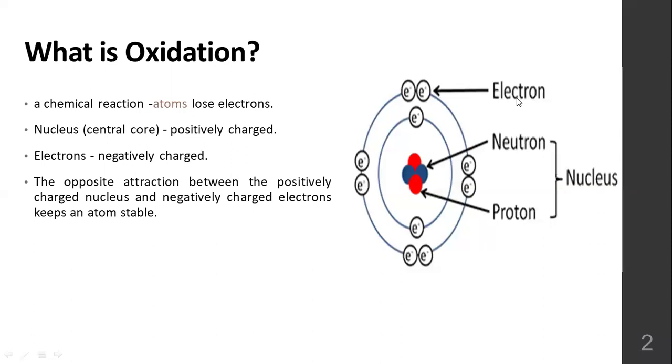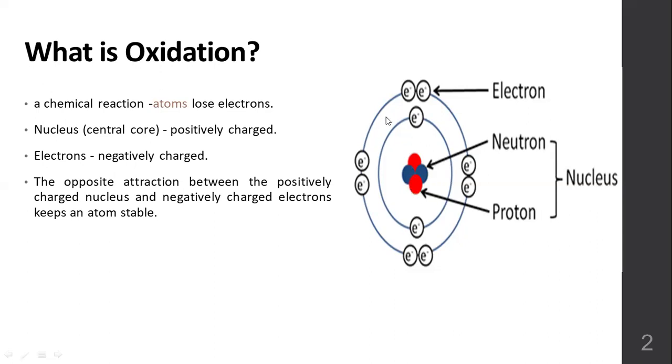So antioxidants. Before knowing what antioxidants are, you have to understand what oxidation is. Oxidation is a chemical reaction in which atoms lose electrons. If you remember your chemistry classes from 10th standard, in the middle you have neutron and proton. Neutron has no charge. Proton has positive charge. So the entire nucleus, the center of an atom, is positively charged, because neutrons don't have any charge and protons have positive charge.